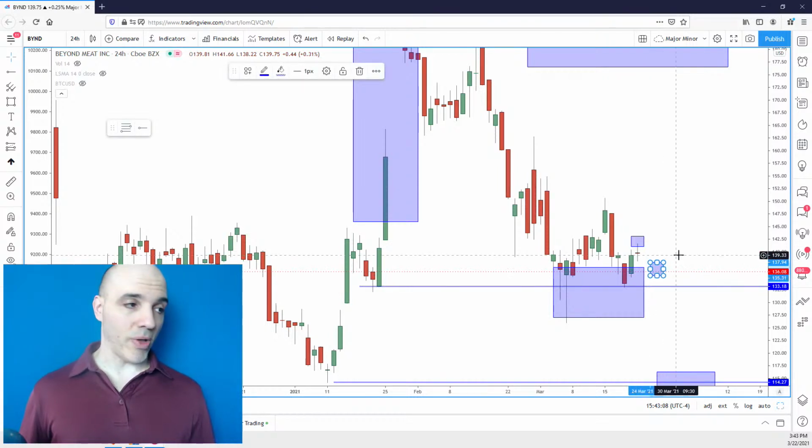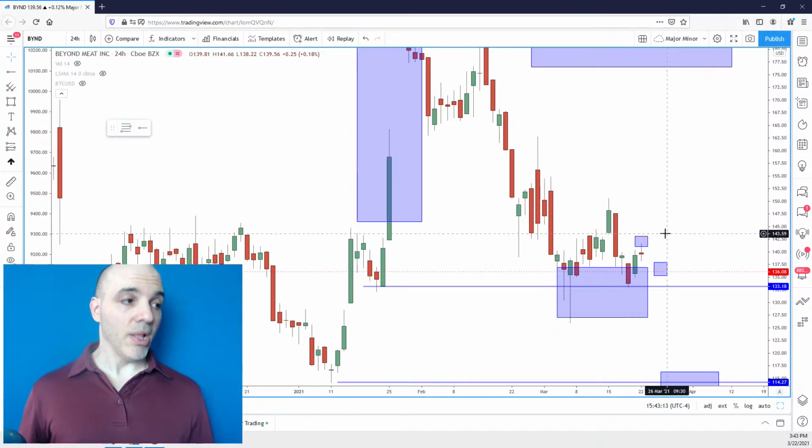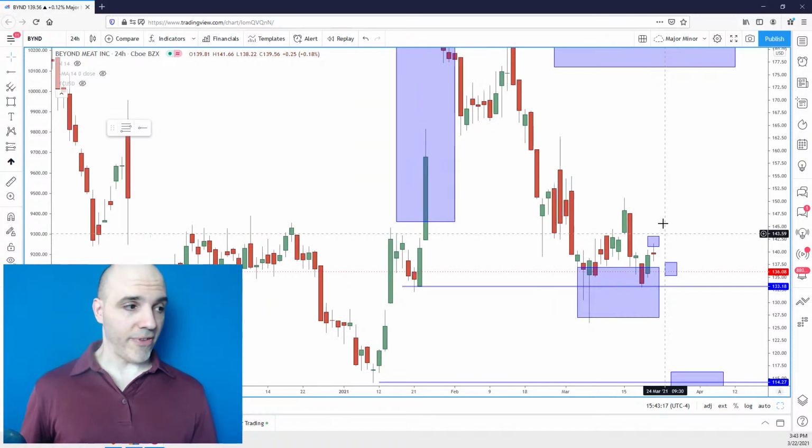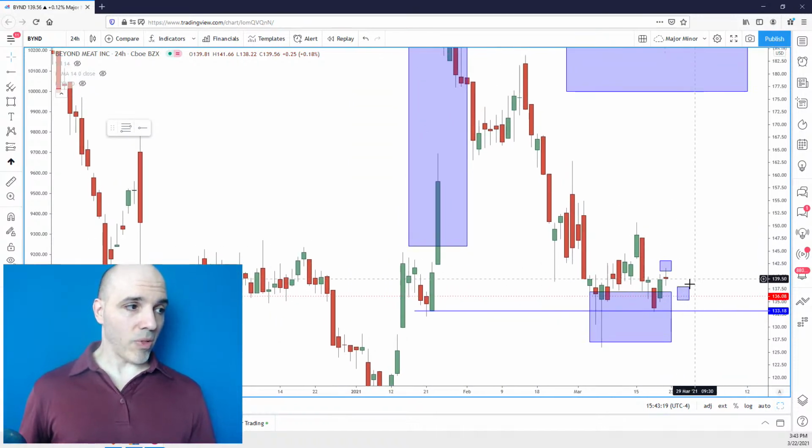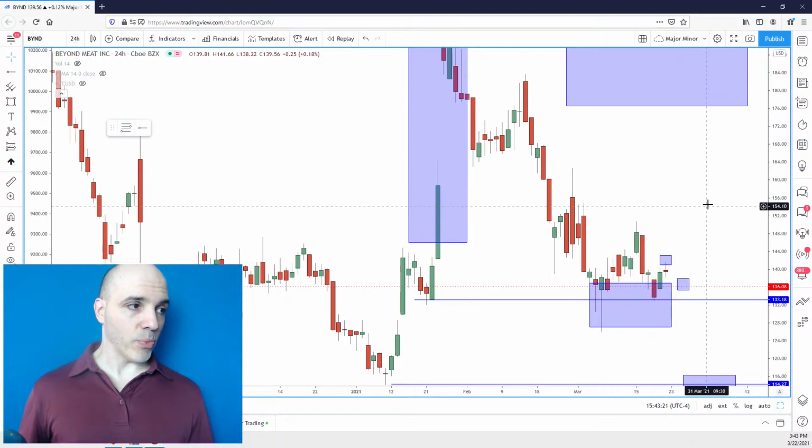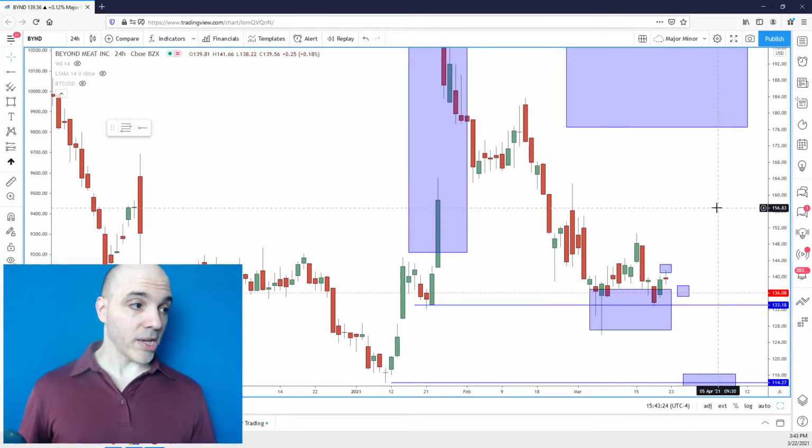So it may not touch 135. Maybe it'll find support sooner and give you a buy signal. That's what I'd wait for on something like this, okay? This thing closes in 15 minutes. So I definitely don't like that candle, all right? I would wait at least on this one, but you are in a good location.